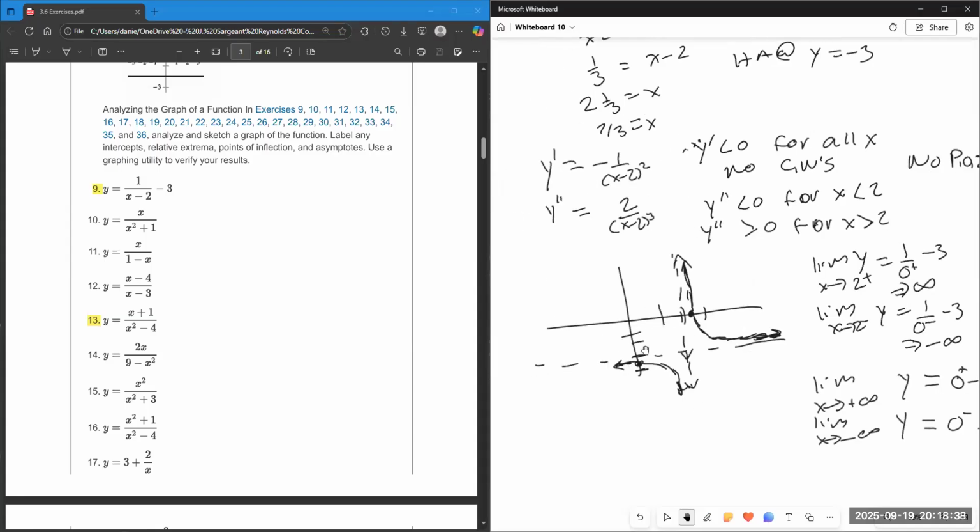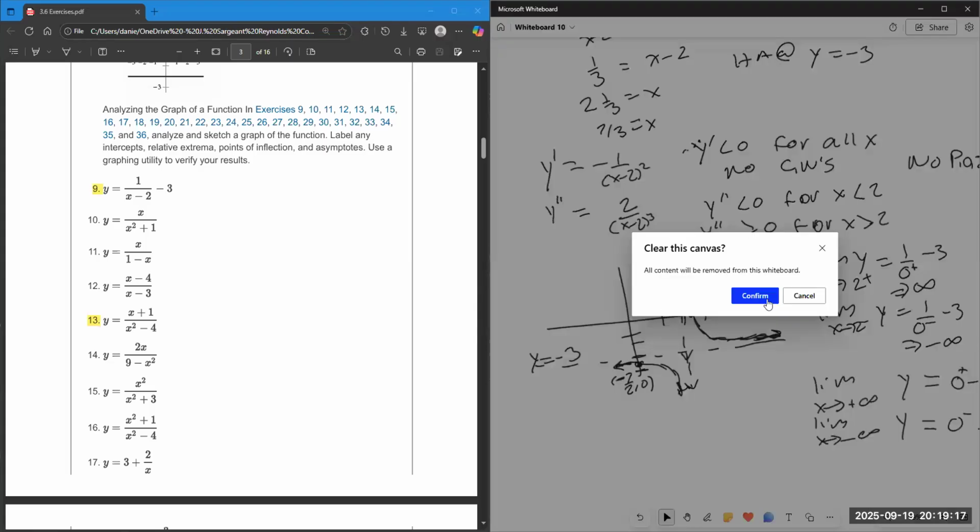There's my sketch. See how I'm concave down on that piece and concave up on this piece with no extreme values. And I have my asymptote here, y equals -3, and my asymptote here, x equals 2, labeled. And I have my x-intercept of (7/3, 0) and (0, -7/2) labeled. All right, let's look at number 13.